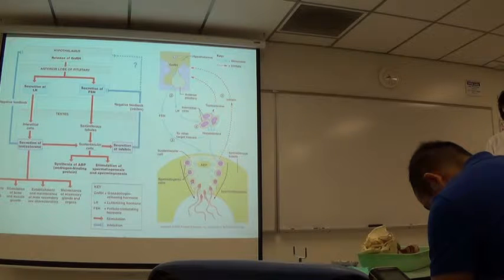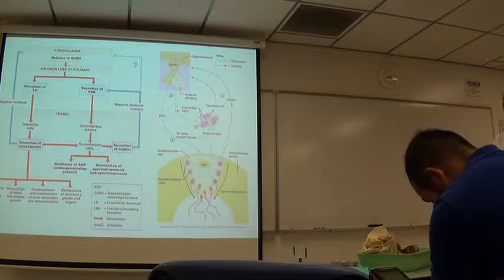Right? Now, testosterone is a steroid hormone or a protein? Steroid. So it's going to pass through the plasma membrane of the sustentacular cells and bind to this androgen binding protein that keeps it in high concentration within the cell.